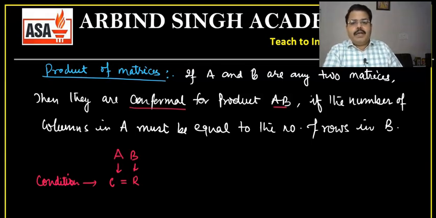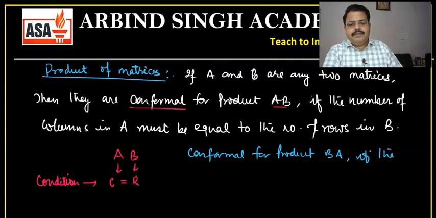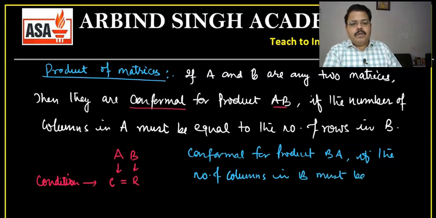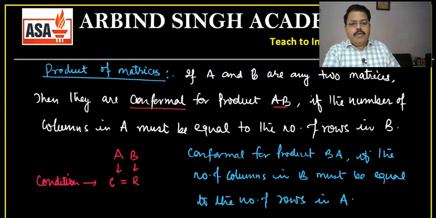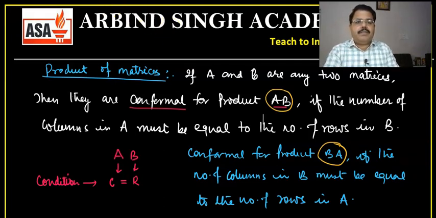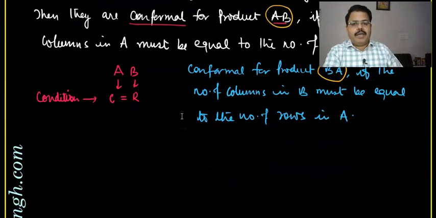Similarly, they are conformal for product BA if the number of columns in B must be equal to the number of rows in A. So AB and BA are two entirely different products. They cannot be considered the same. They have different characteristics, and on the basis of those characteristics, we can define whether they are conformal for product AB or BA. It means sometimes there is a possibility that one of the products AB or BA is conformal and the other may not be conformal. We can explain this with examples here.